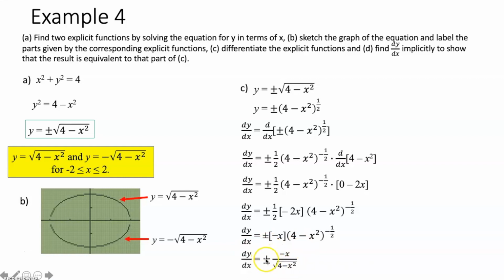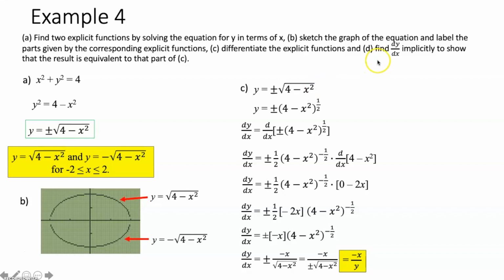Now, this plus or minus, anytime you have a sign out front, I can put it with my numerator or denominator. My numerator already has a negative, so I'm going to put it with my denominator. And look at this. Don't I know something that equals plus or minus the square root of 4 minus x squared? Yeah, right at the beginning of my equation, I knew that y equaled that. So if I wanted to write this a little nicer, I could just take y and substitute it in for plus or minus the square root of 4 minus x squared. And I have found the derivative of my original explicit functions.